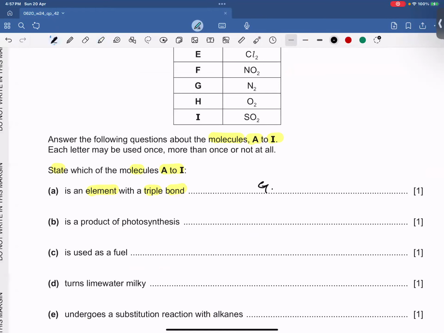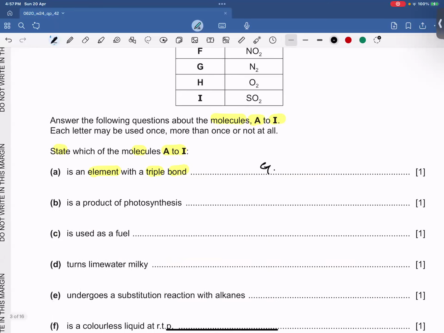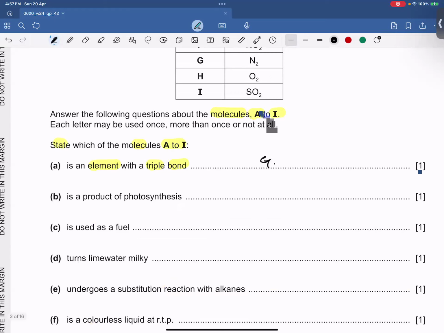is a product of photosynthesis. In photosynthesis, glucose is formed and oxygen is formed. So H. is used as a fuel.